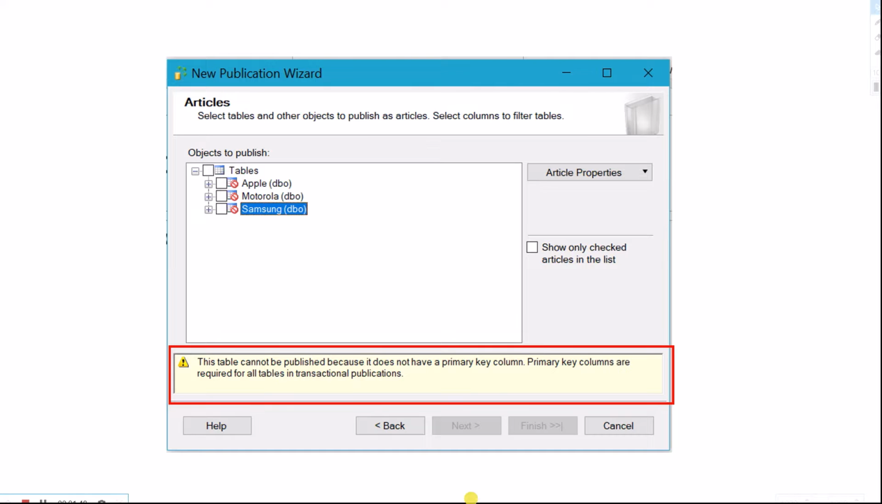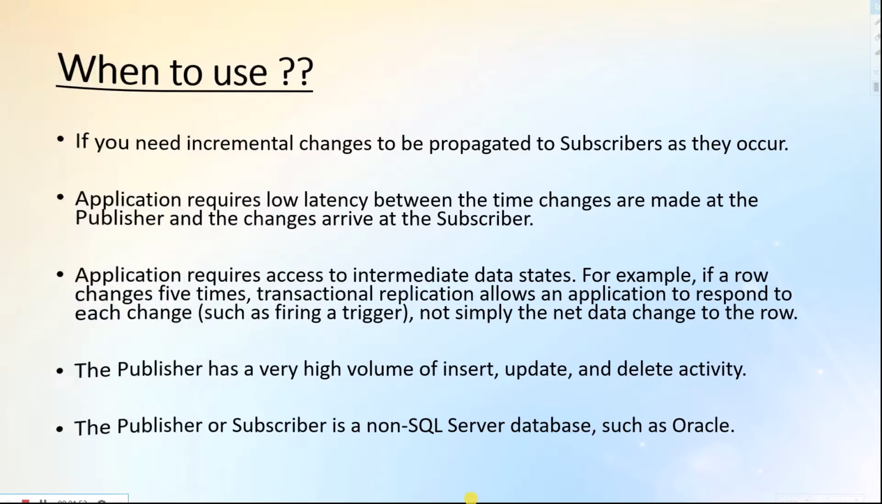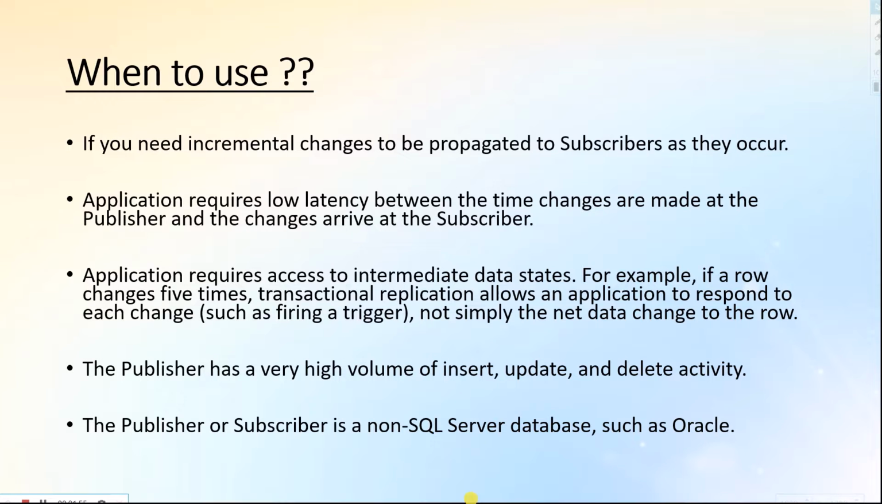So when do we use transactional replication? If we need incremental changes to be propagated to the subscriber as they occur. And if the application requires low latency between the time changes are made at the publisher and the time the changes arrive at the subscriber. And if the application or the subscriber requires access to intermediate data states.